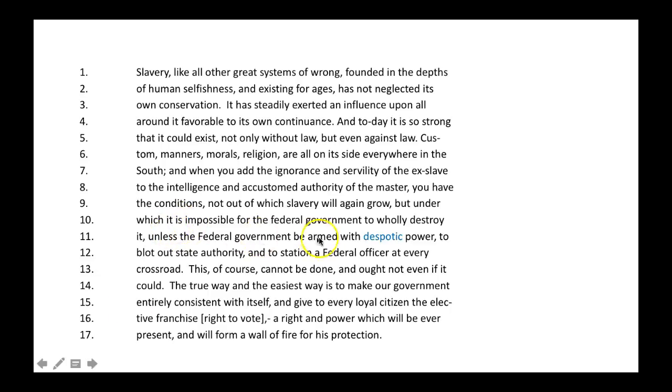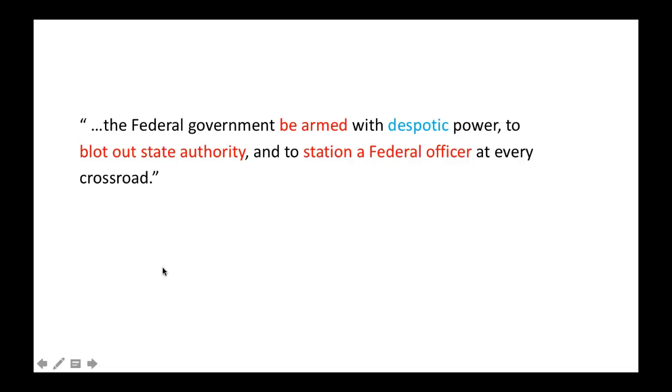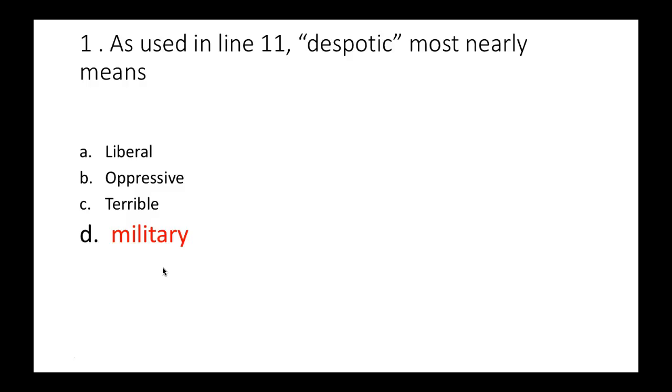Unless the federal government be armed with despotic power to blot out state authority and to station a federal officer at every crossroad. So, because it says be armed, blot out state authority, and especially station a federal officer, despotic most nearly means military.